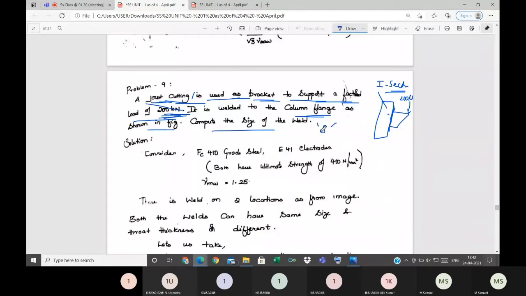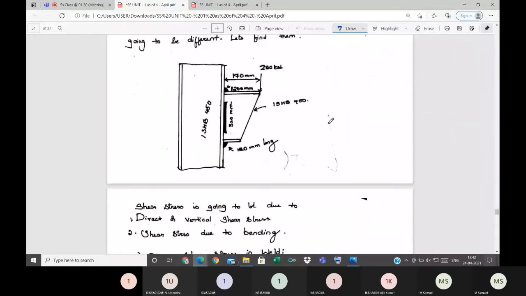So here the main important thing is asking to find out what should be the size of the weld. So let me show you what the figure is. He has given this figure. So see here. So this is Indian standard heavy beam section, and heavy section 450. This is an I section, and as you can see, this is the bracket. This joist is used as a bracket and it is taking a load of 200 kilonewton, and this is transferring this 200 kilonewton to this column. Okay, to this column.